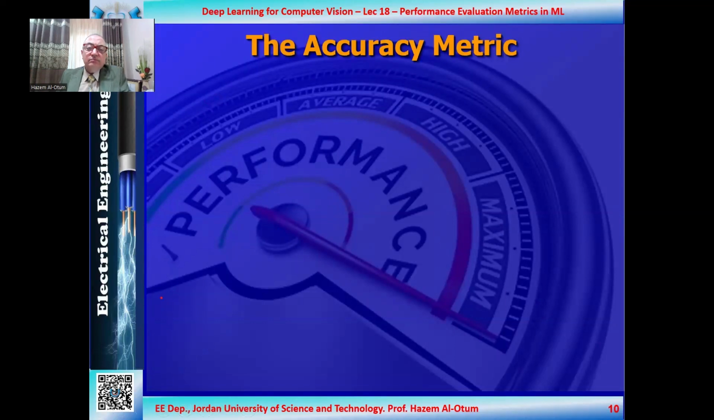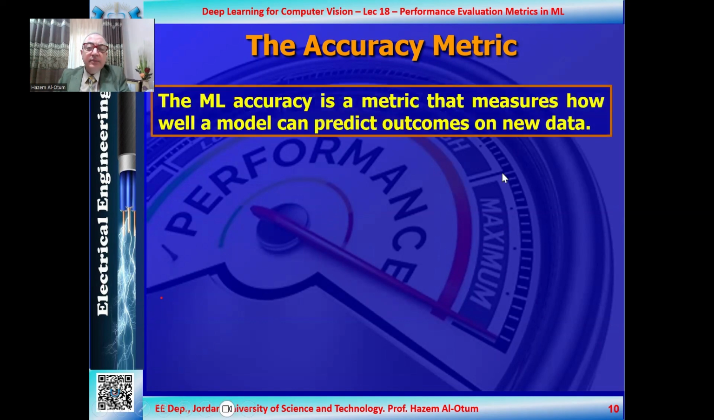One of the main measures or metrics used in machine learning models is the accuracy metric. Accuracy in general is a metric that measures how well a model can predict outcomes on new data. What does that mean? We measure the correctness of the model in predicting the incoming samples or points in the data set, to be classified correctly.